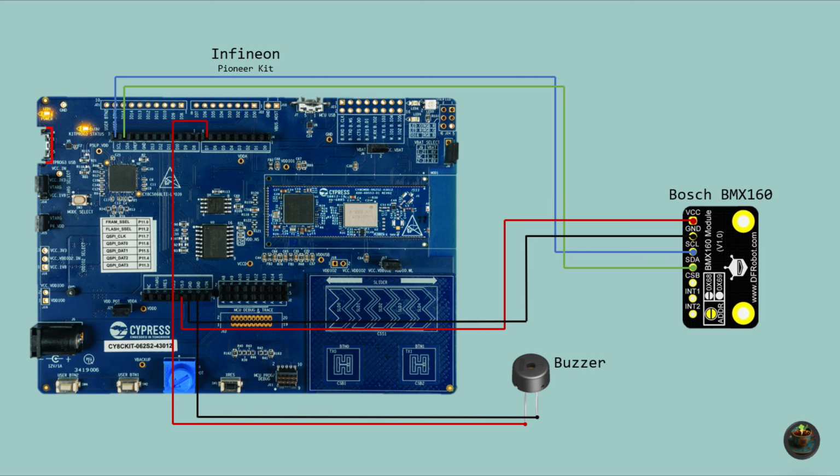Here we have connected our BMX160 sensor to the PSoC 6 Pioneer kit via I2C lines, SDA and SCL, and providing 5 volts as a VCC input voltage with ground connection. On the other hand, we have a buzzer. We connected the positive side of the buzzer to a GPIO pin and the negative side to ground.